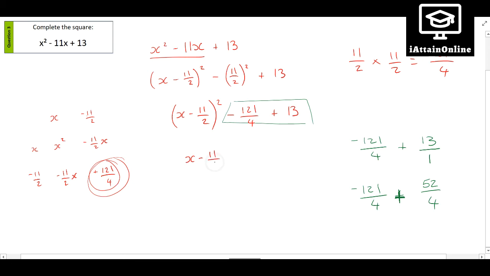So my final answer for this one becomes x minus 11 over 2 squared, and then I'm taking away 69 quarters, so take away 69 over 4. That's it, that's the answer for that one. Okay, last example.